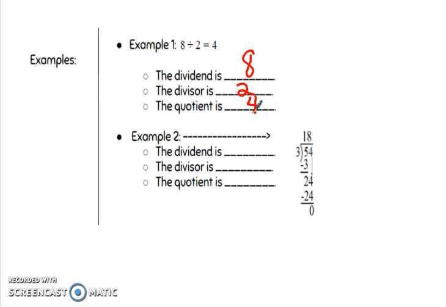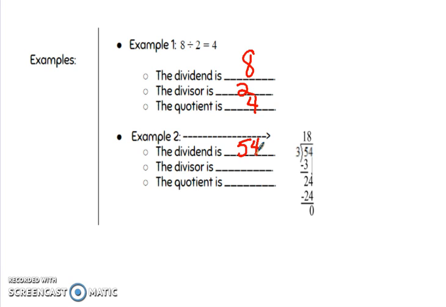Example number 2. It is 54 divided by 3. The dividend is the number that is being divided. It's the one that's on the inside of our division box. In this case, the dividend is 54.